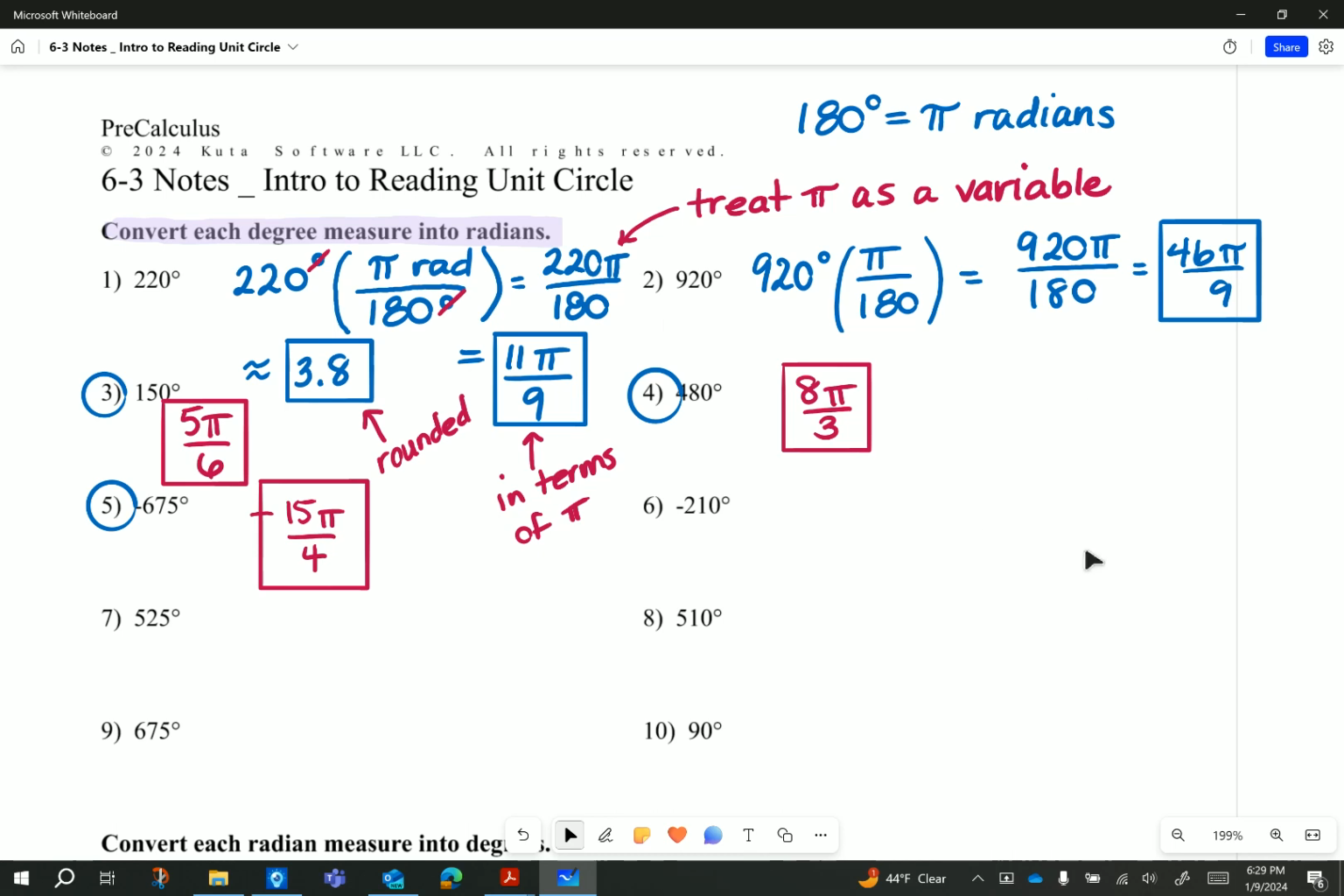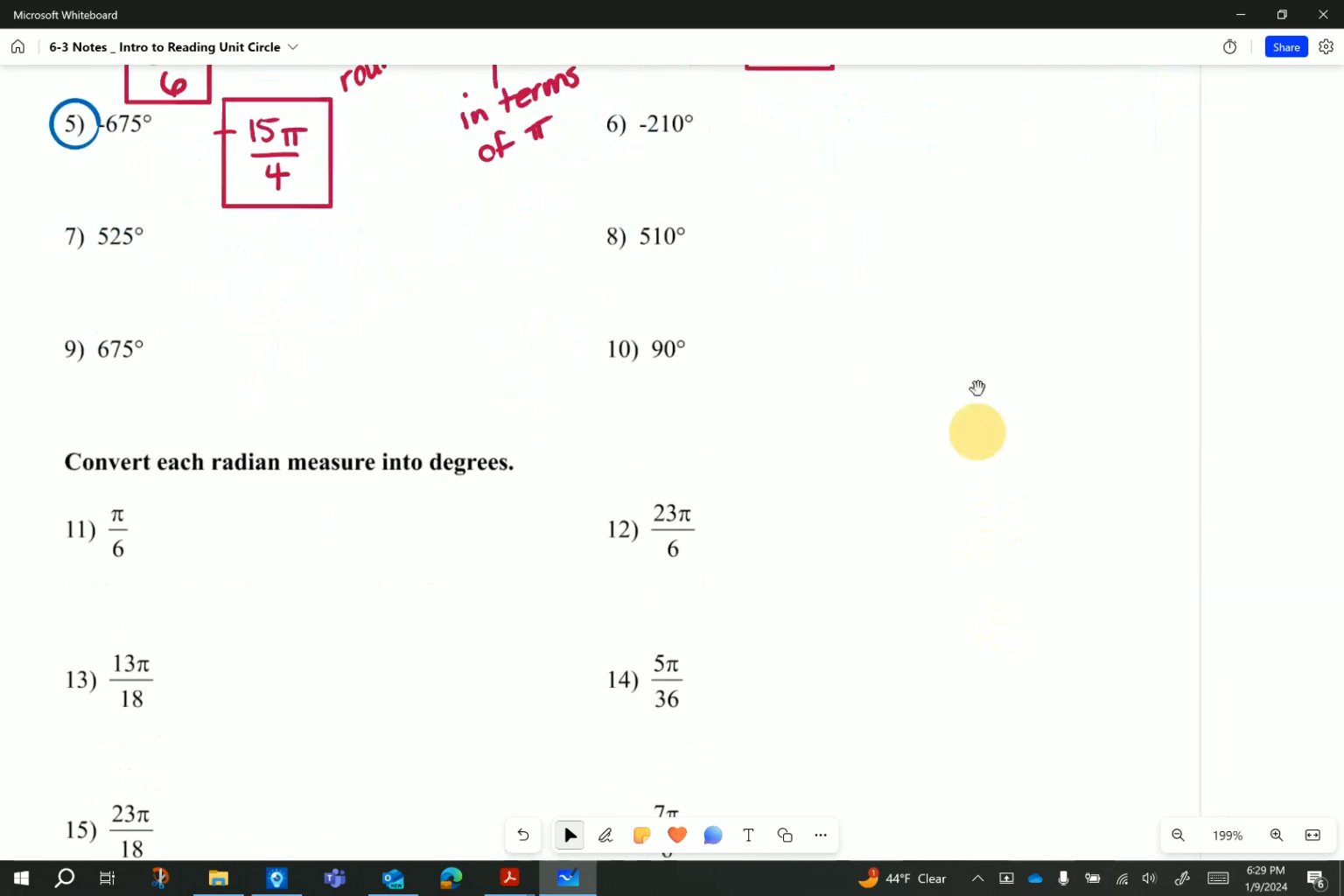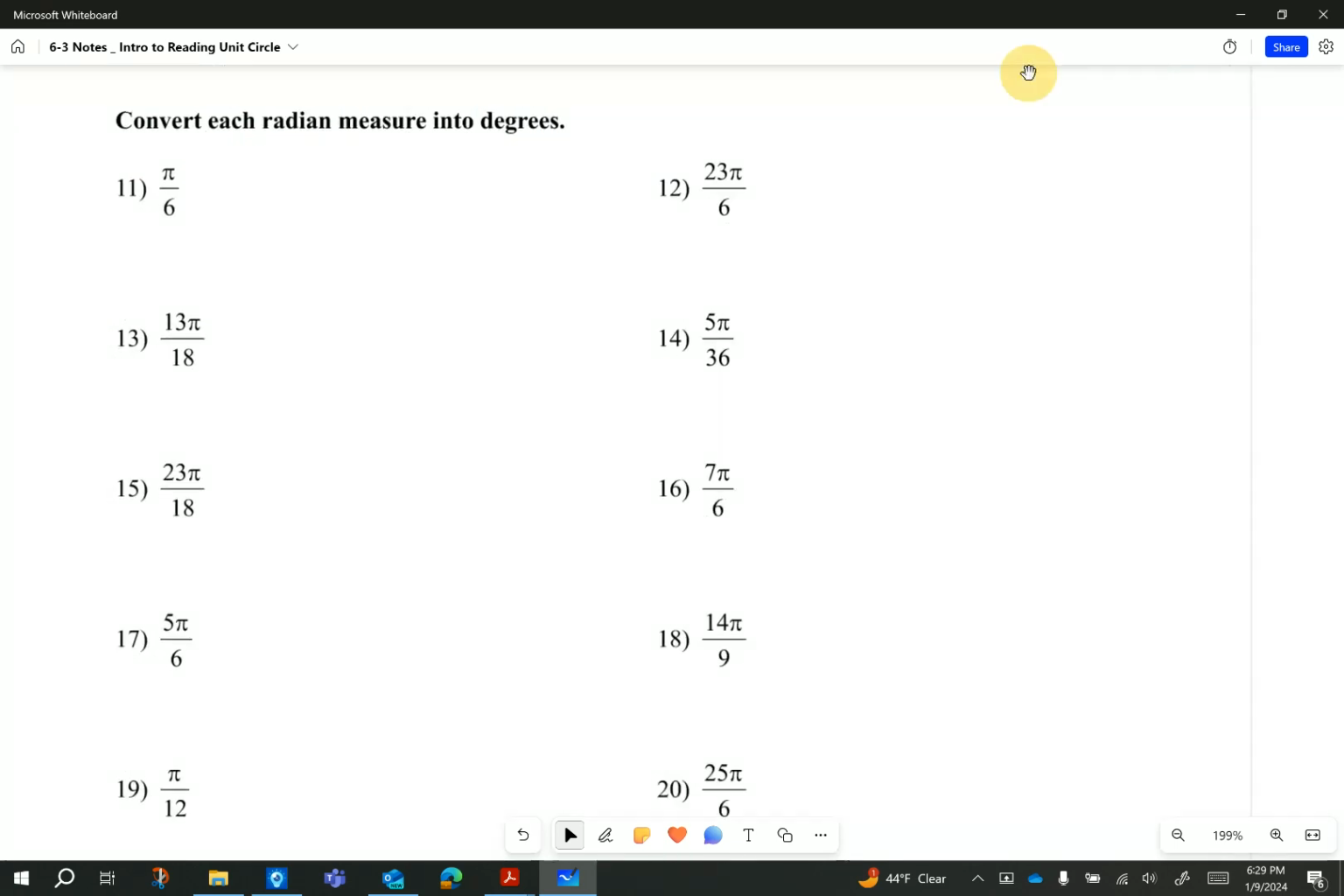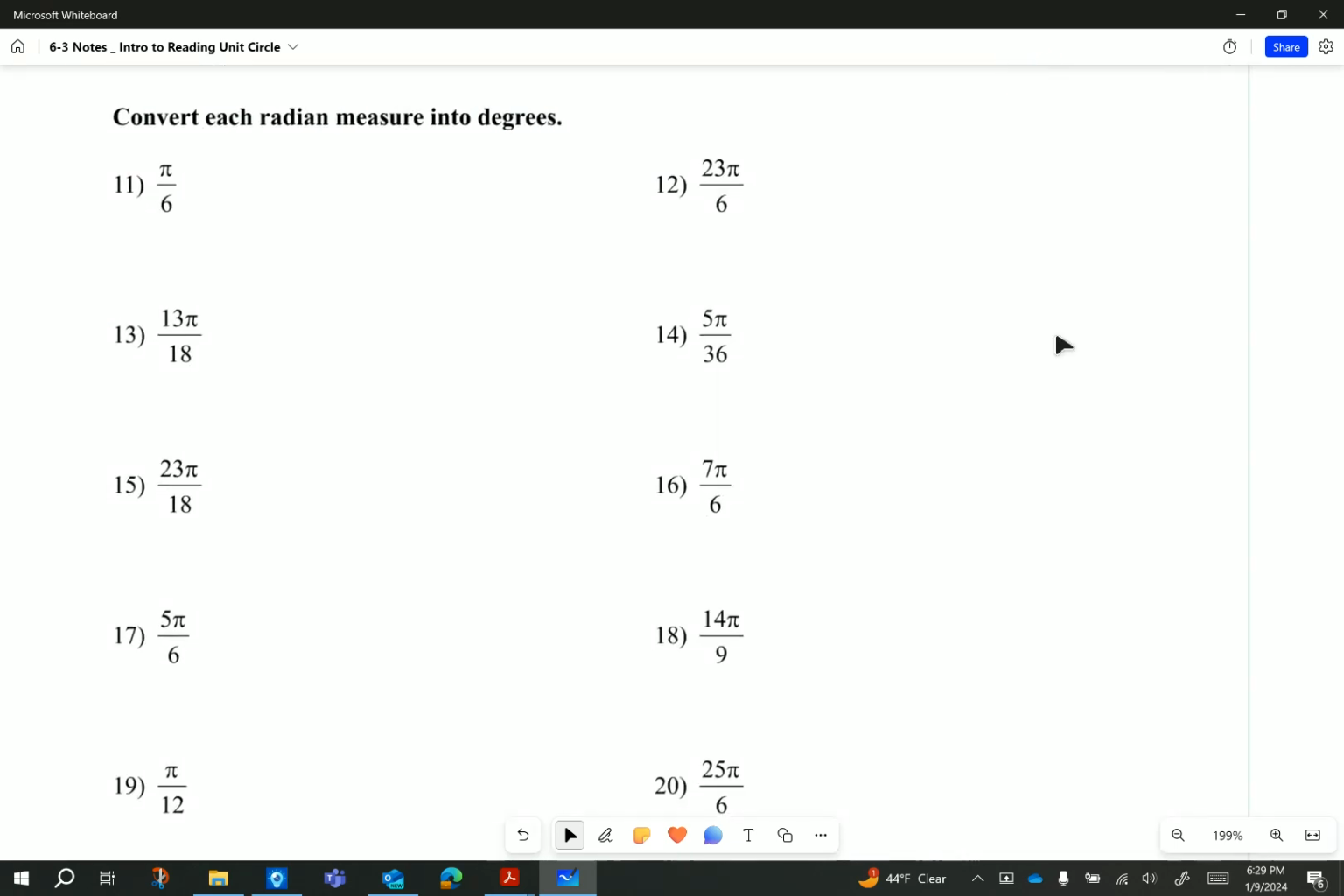Now, let us go to the bottom part here. Now let's convert radians into degrees. So again, we're going to do problems 11 through 20. We'll do 1 or 2 together, and I'll select 3 more for you to do. So let's write out the problems. So let's start here with pi over 6 radians.